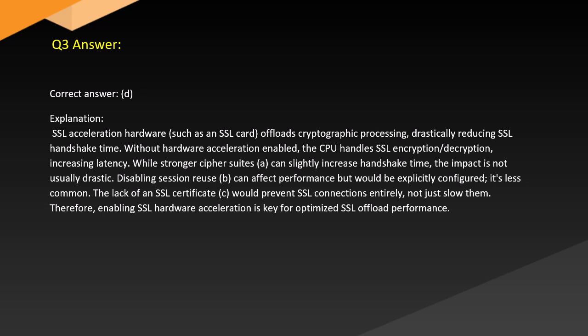Disabling session reuse, B, can affect performance, but when explicitly configured, it's less common. The lack of an SSL certificate, C, would prevent SSL connections entirely, not just slow them. Therefore, enabling SSL hardware acceleration is key for optimized SSL flow performance.